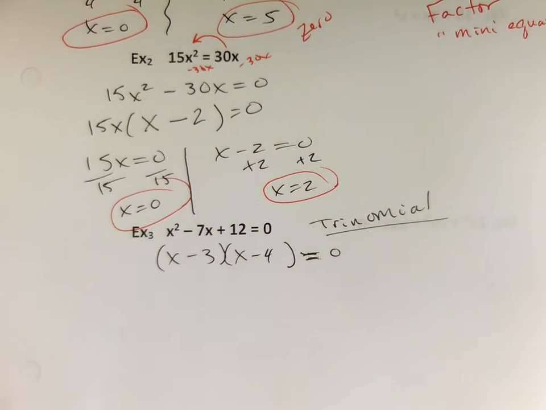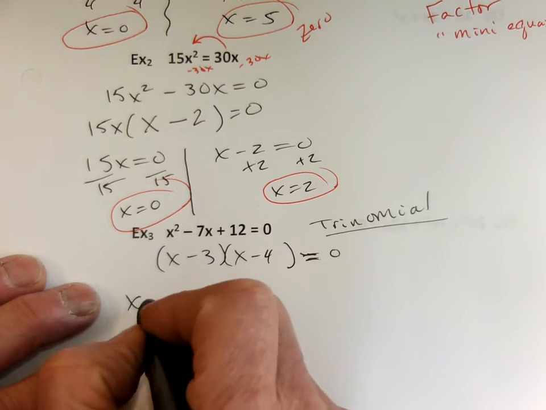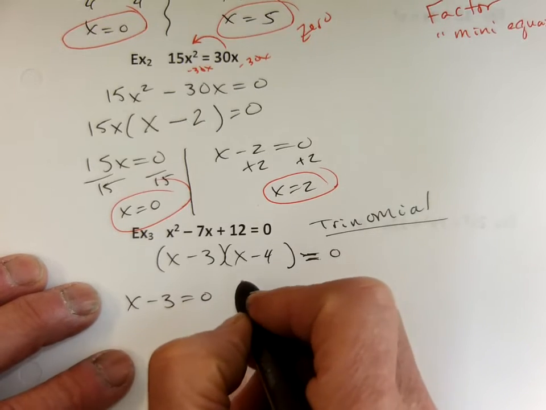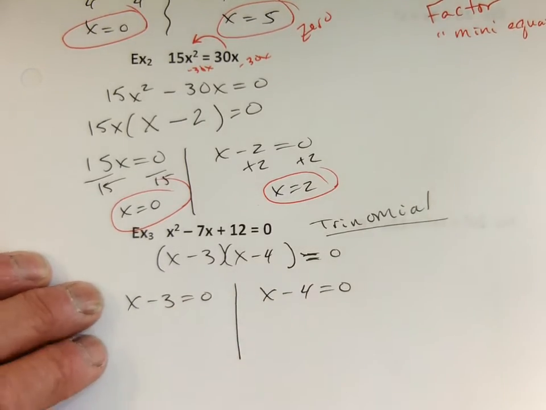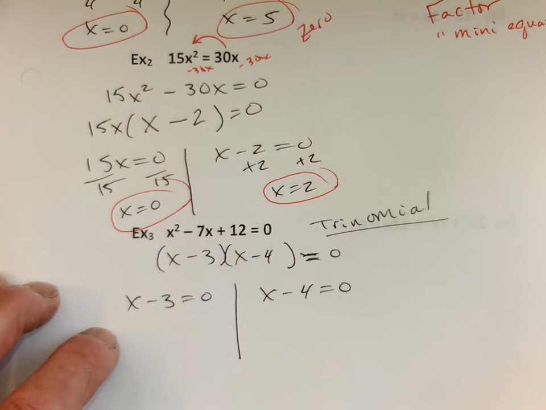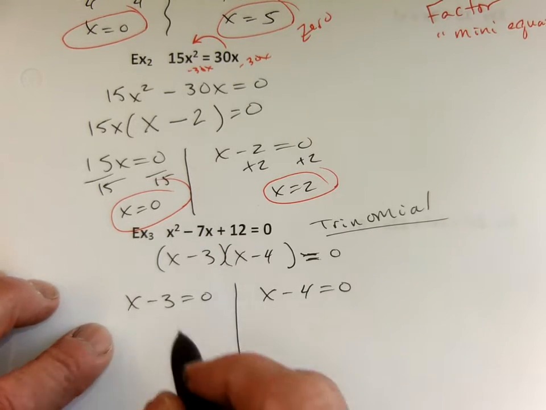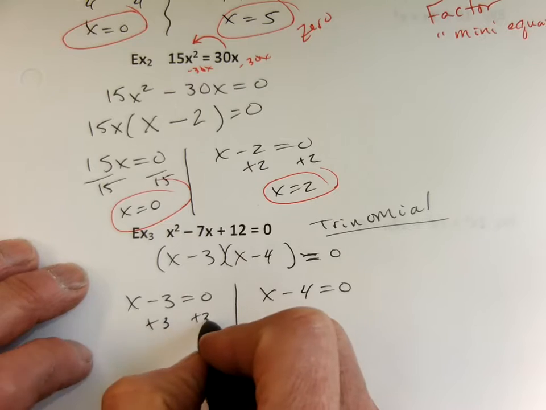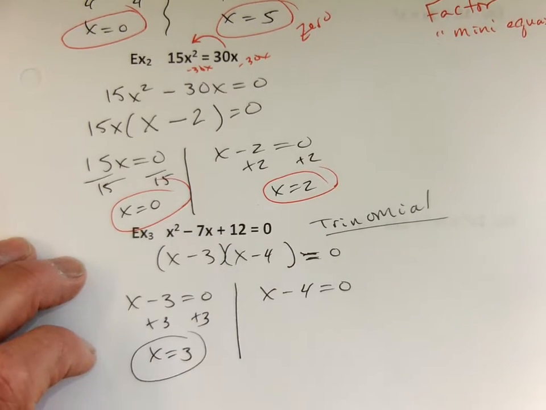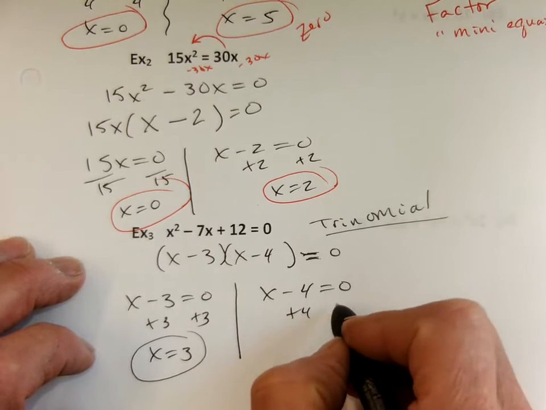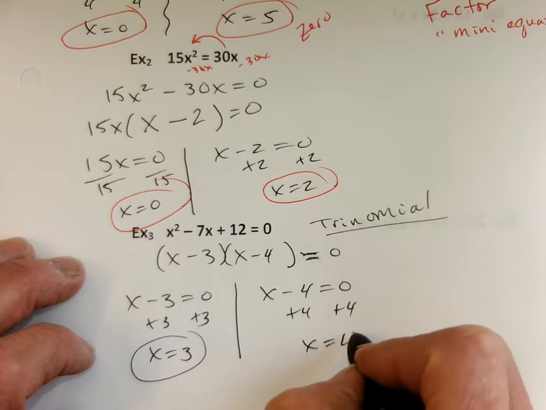Okay, so it's factored. And then we go to our mini equations, which is x minus 3 equals 0 and x minus 4 equals 0, right? And we just solve. So I'm going to go plus 3, plus 3, x equals 3. There's one answer. Easy, right? Plus 4, plus 4, x equals 4, okay?